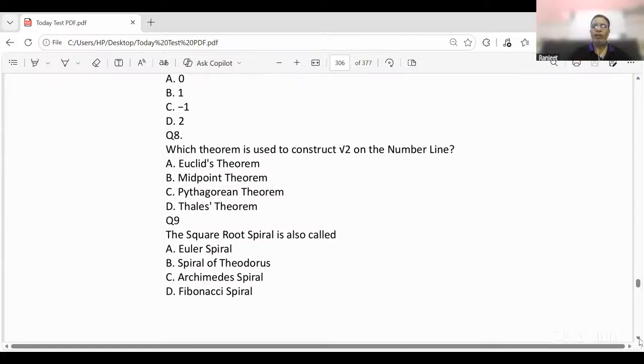Question number 8. Which theorem is used to construct root 2 on the number line? Euclid's theorem, Pythagoras theorem, mid-point theorem? Pythagoras theorem. Question number 9. The square root spiral is also called Euler spiral, spiral of Theodorus, Archimedes spiral, Fibonacci spiral. Spiral of Theodorus is the right answer.